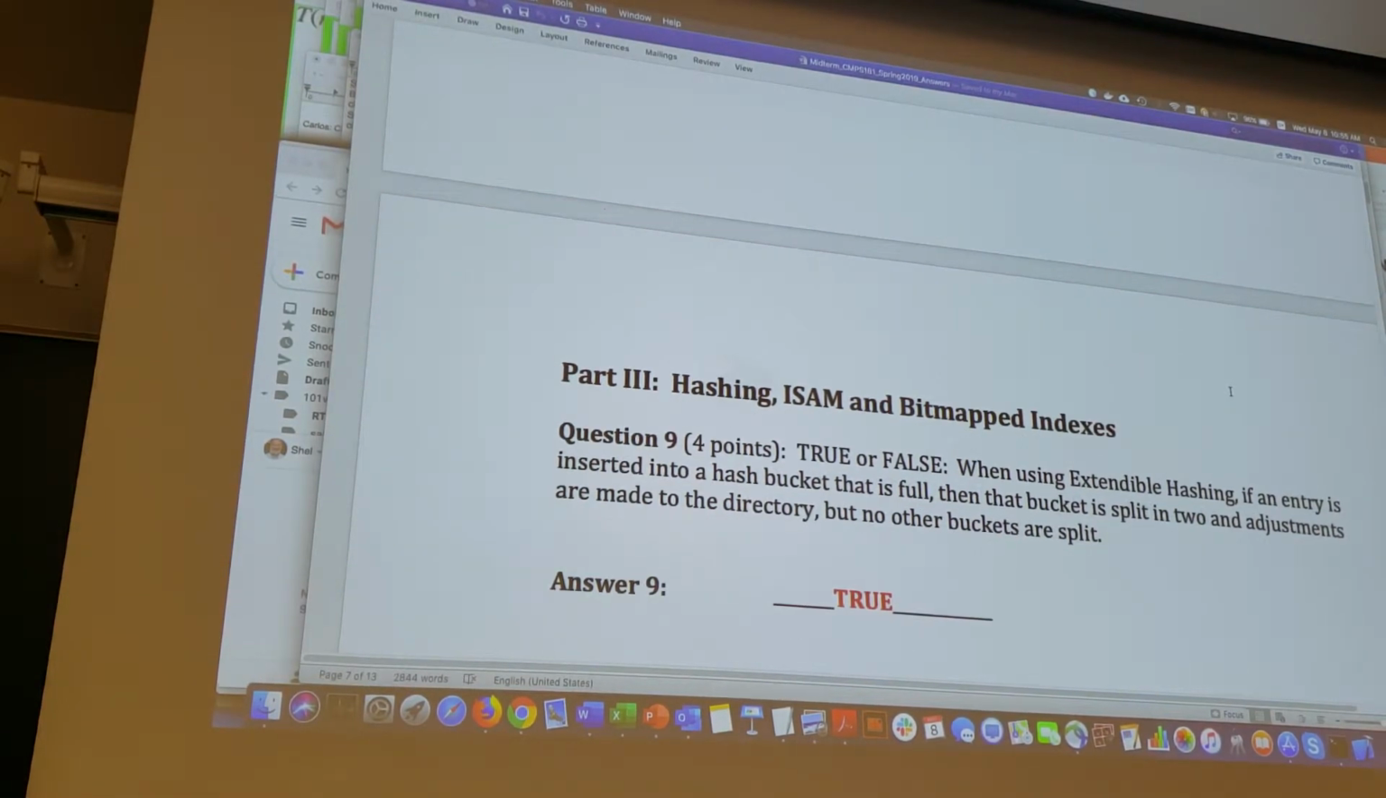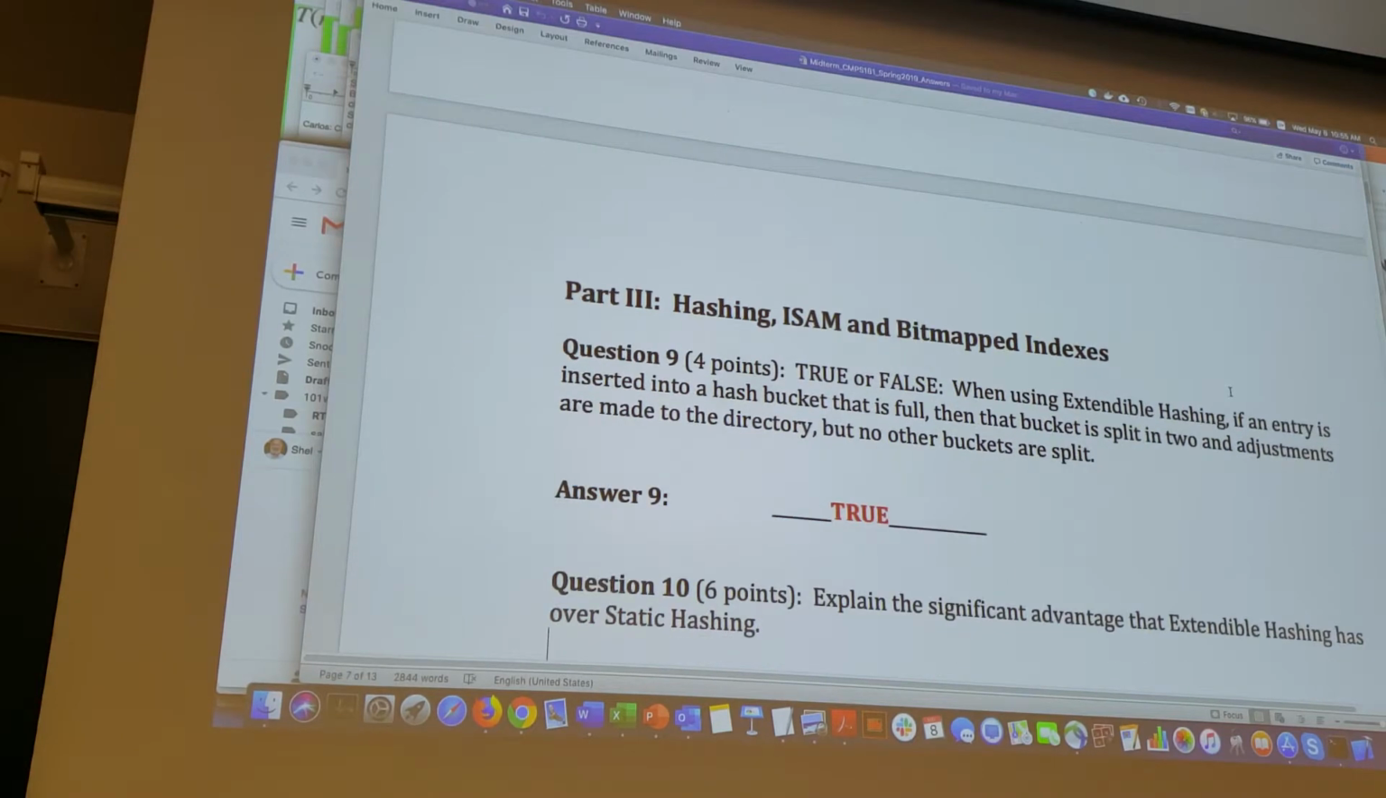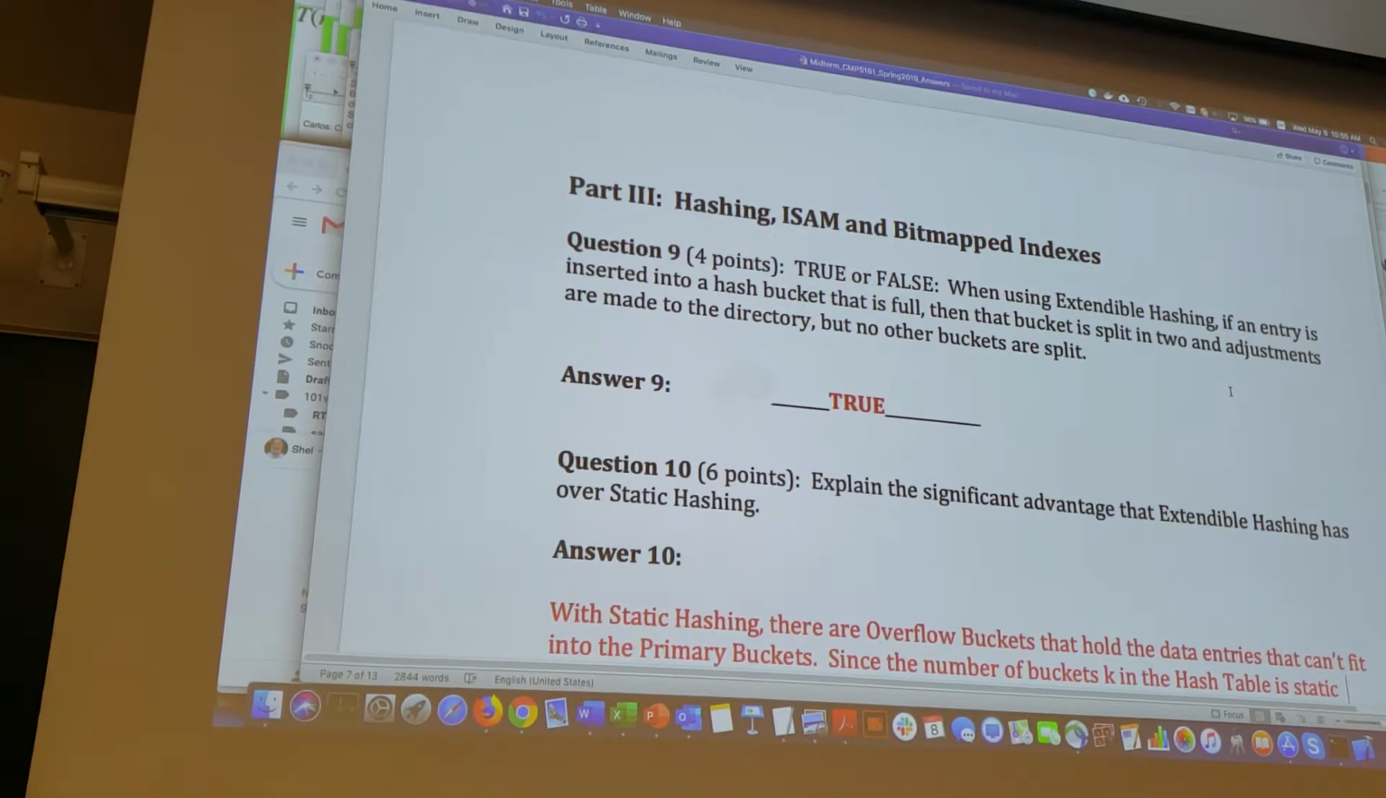Okay, this was one that I thought would be difficult for a lot of people. When using extensible hashing, if, sorry, this is actually the easy one, the hard one comes next. You only have to split a bucket in 2 and adjust the directory. You don't have to adjust any other bucket except for the one that's overfull. And the answer to that is true. You only have to adjust the one that's full. There's a later true false that's a little harder.